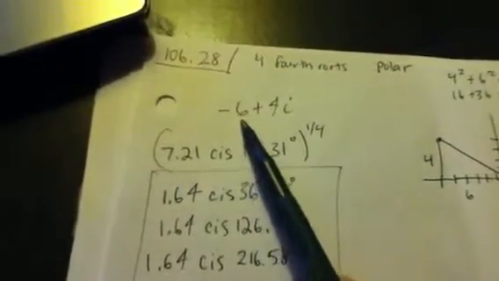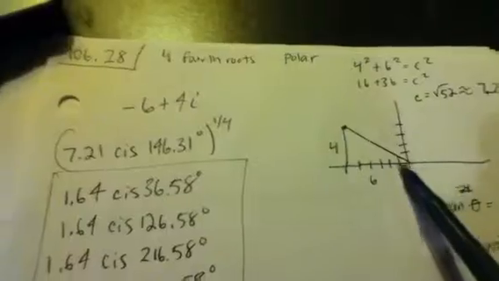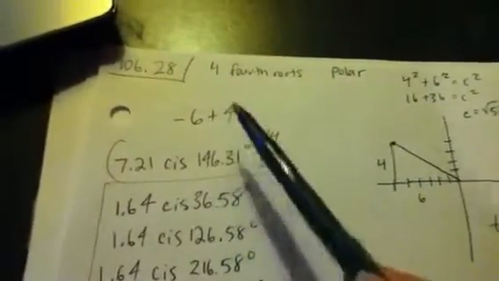Lesson 106, number 28, it wants the four fourth roots in polar form of -6 plus 4i. This is in rectangular form. That means the x coordinate is -6 and y would be 4. Make a point there. I draw my triangle.